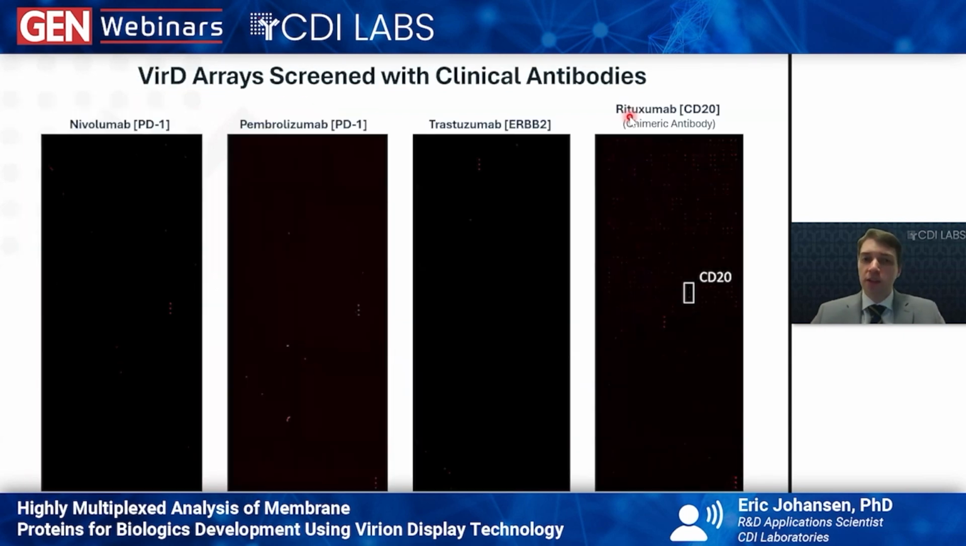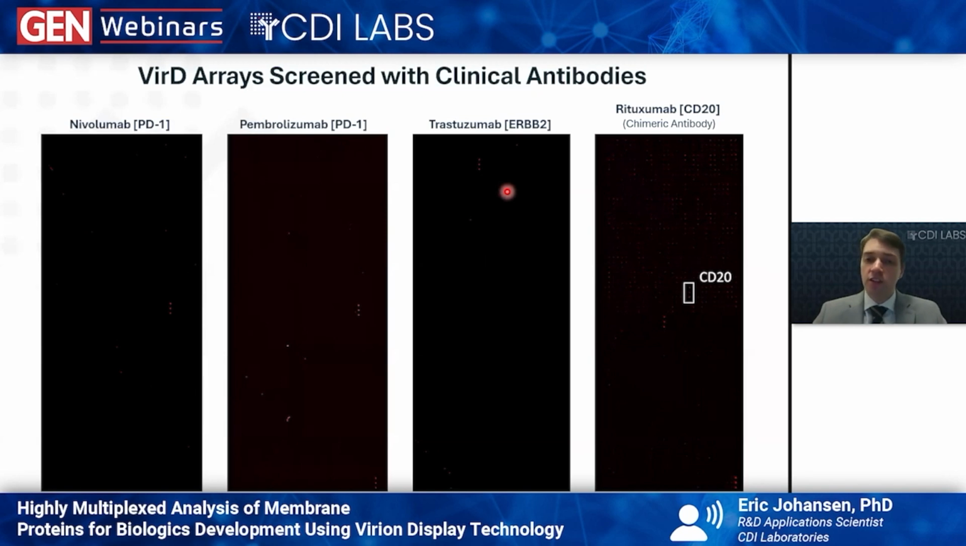Similar to mogamulizumab, we ran the other clinical aliquots of these antibodies on our VirD-only arrays, and we can see both in nivolumab and pembrolizumab, PD-1 is the only spot to light up, and trastuzumab is the only spot to light up for HER2, otherwise known as ERBB2.